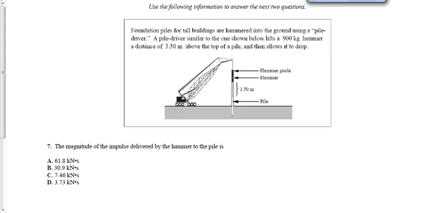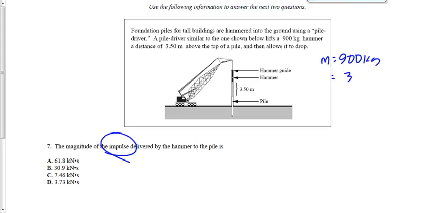What's the magnitude of the impulse delivered by the hammer to the pile? Clearly, this is an impulse question, right? Because we're looking for impulse. So what do we got here? Well, we know we have a mass of 900 kilograms. Remember what I said earlier? We don't ignore givens. We just think about what's going on first. Then we look at givens.